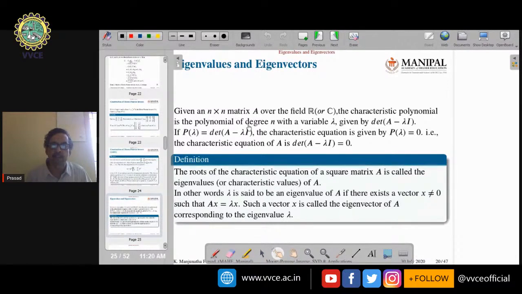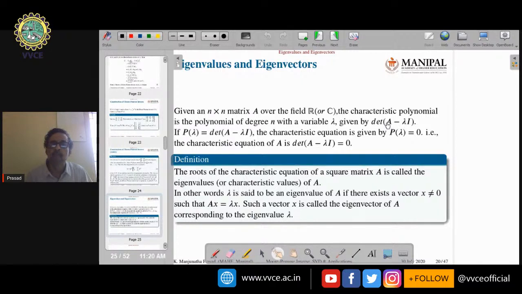How do you get the characteristic polynomial? It is of degree n. That is given by determinant of A minus lambda I. This A is a square matrix, and lambda is a variable. Take A minus lambda I, so you have a square matrix again, and take the determinant of this.